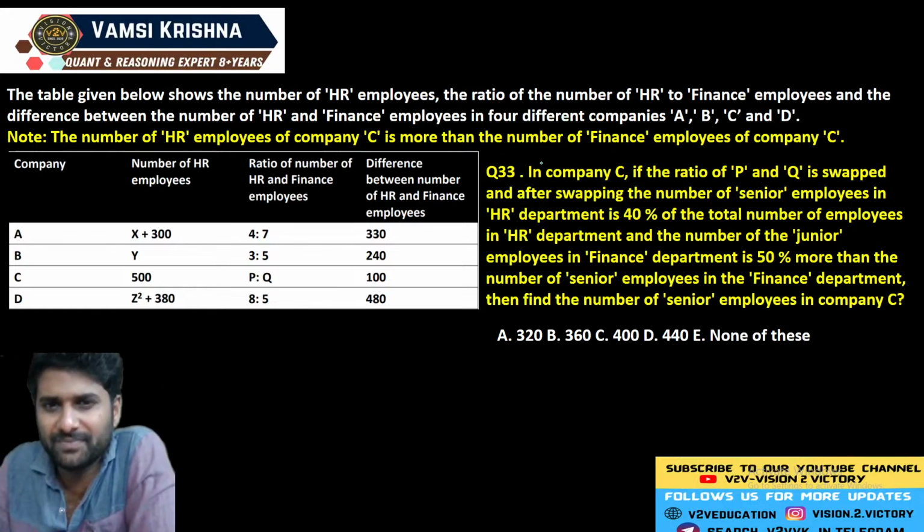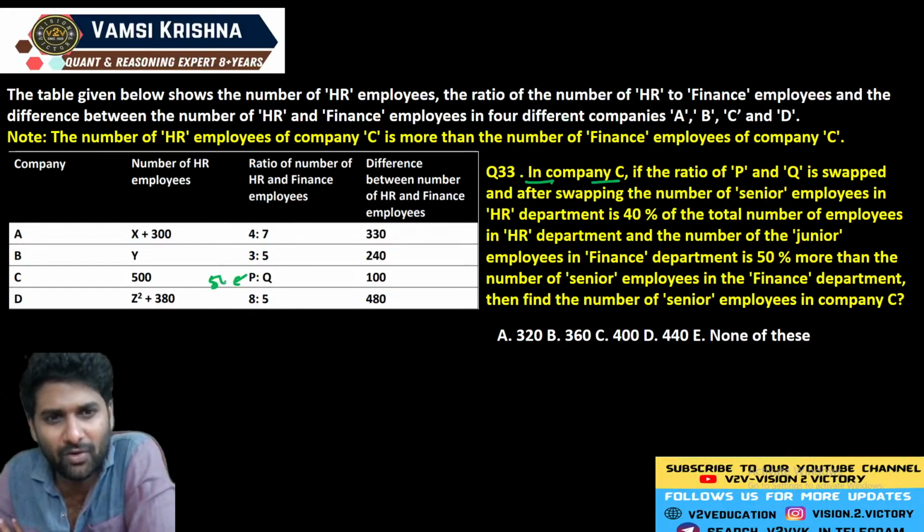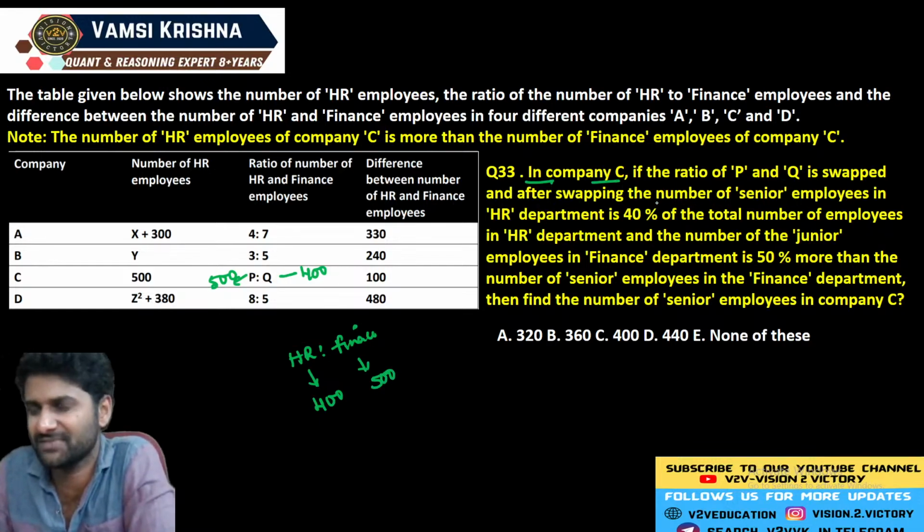See the next question, see. Check the calculation part. In company C, the ratio of PQ is swapped. See, in company C, you already know that it's a value of 100, 400. We should swap it. Now, see, in a company C, you already know the HR and finance. And they clearly mentioned it, swapped it means you have to consider 400 people as HR and 500 people as finance. That is the meaning of swapping.